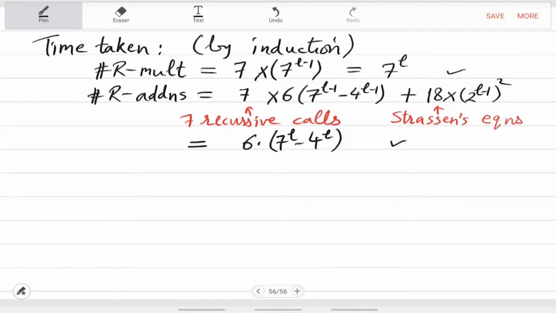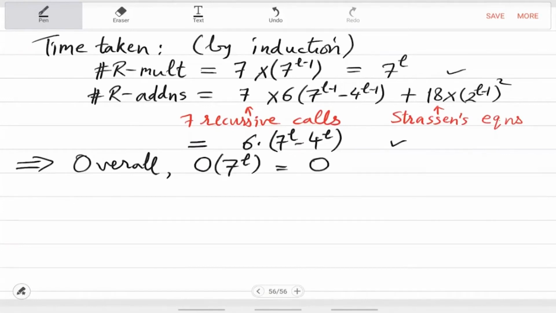Is that clear? So overall we have shown seven to the L ring operations, which is n to the log 7 to base 2. Okay, that is Strassen's matrix multiplication theorem. But you have precise expressions for multiplications and additions in the very base ring. Any questions?